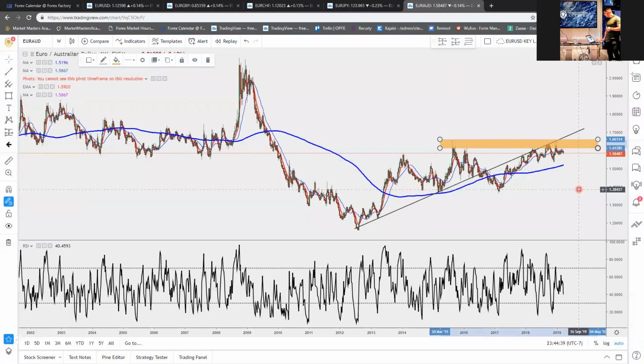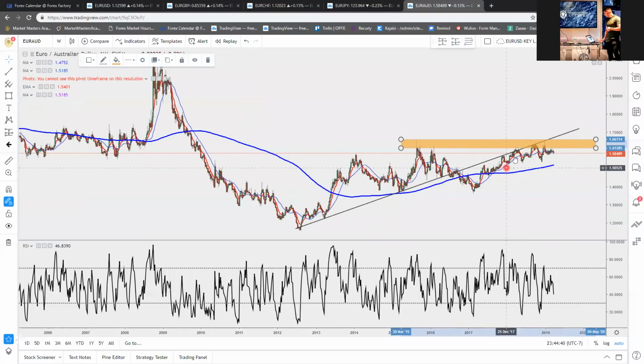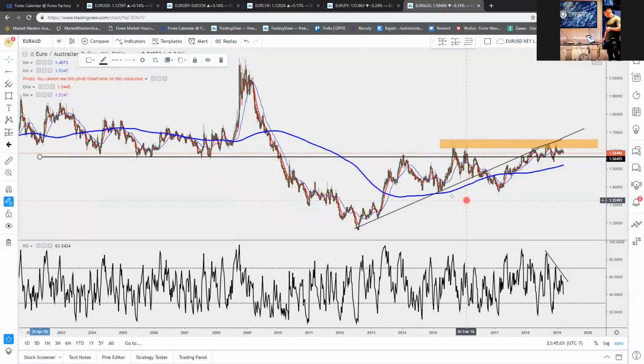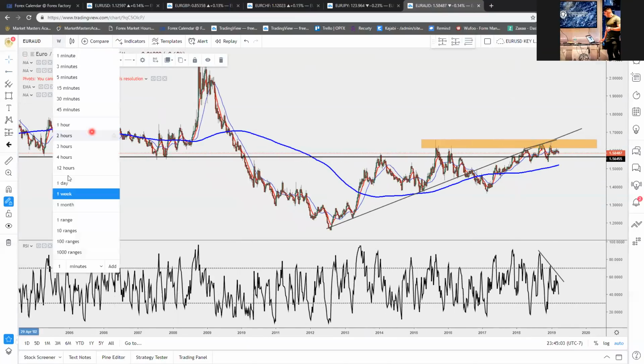Okay, with Euro AUD, it's showing signs that it's hitting a major resistance and is going to be dropping down, especially on the weekly, where we can see down here it's showing divergence while this is going up. So I'm just going to be keeping an eye on that. We do have a major support area down here. Go to the daily.